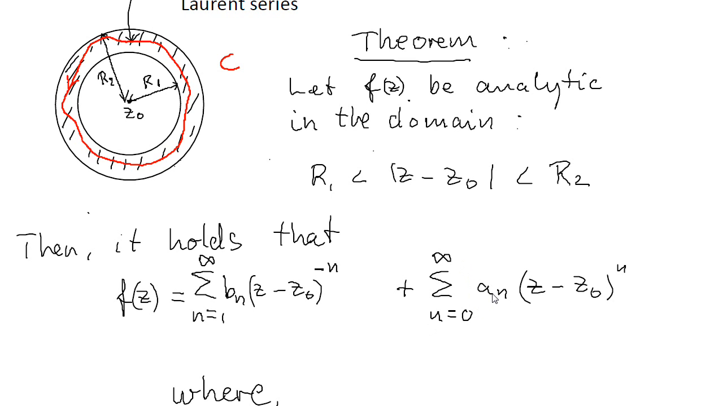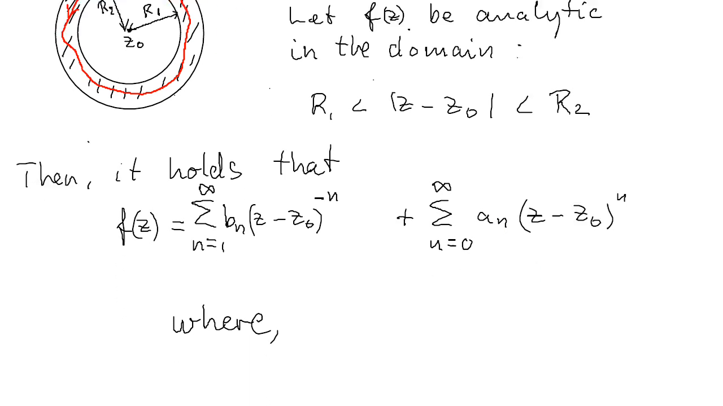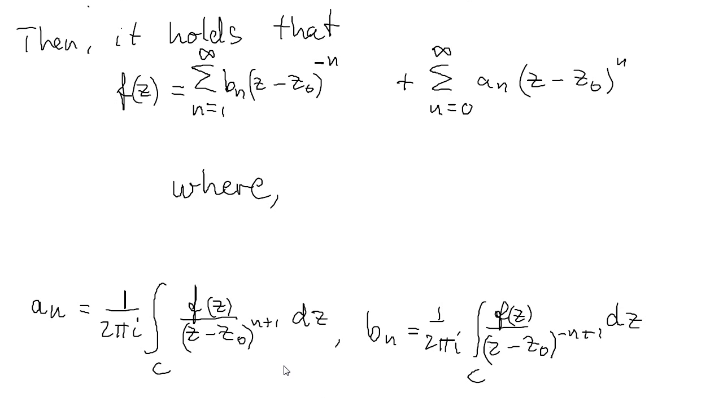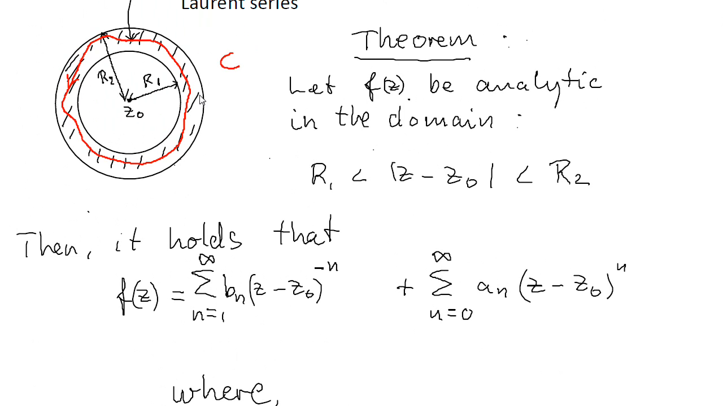Now, these two types of coefficients, an and bn, are given by the following more complicated expressions. an is 1 divided by 2 pi i multiplied with the integral over some curve C. The curve C is any positively oriented closed curve, which is going like this: it starts anywhere in the region between these two circles and goes around the inner circle.